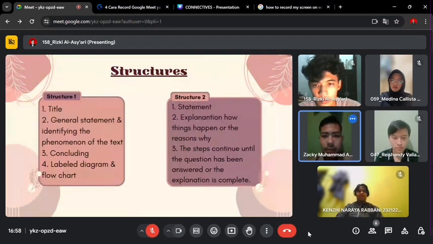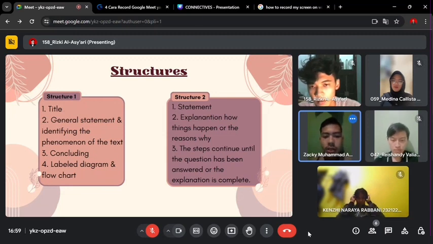The next part is the explanation of how things happen or the reason why. Next, there comes a series of steps that explain how things happen or the reason why. For example, this behavior is called heliotropism, where plants orient themselves toward the sun to maximize sunlight absorption. As the sun moves across the sky, plants adjust their position by bending their stems or leaves.